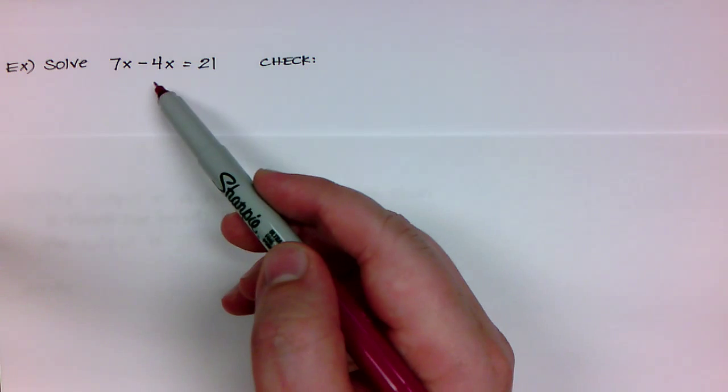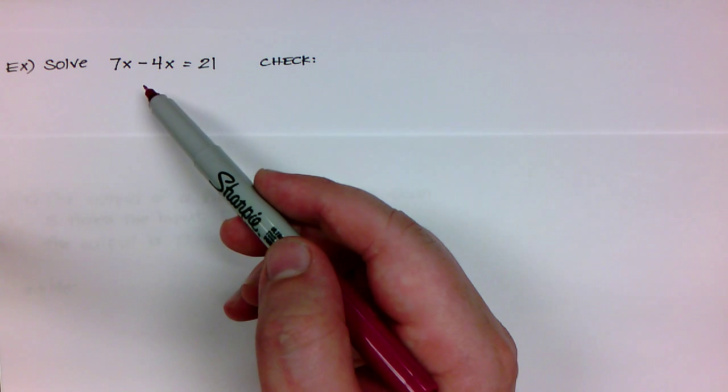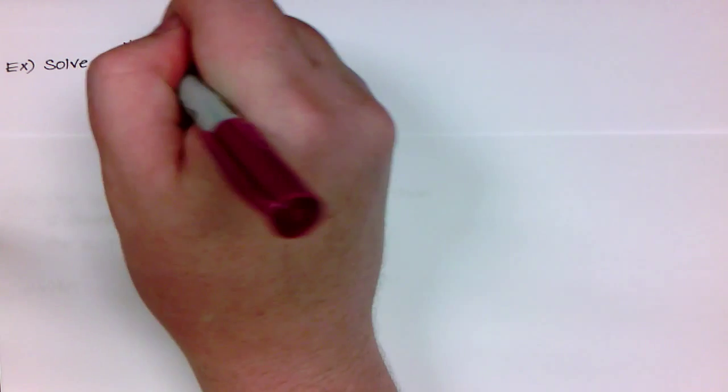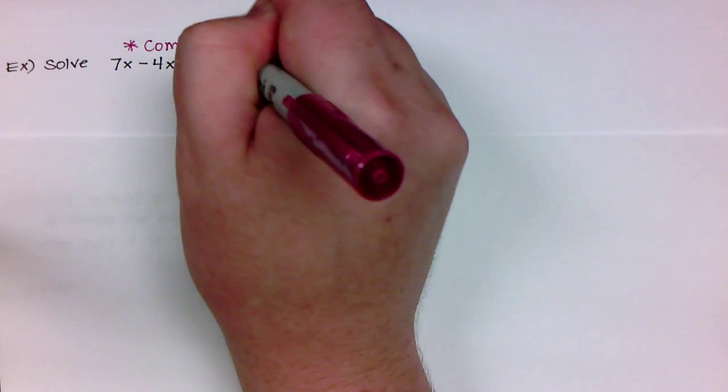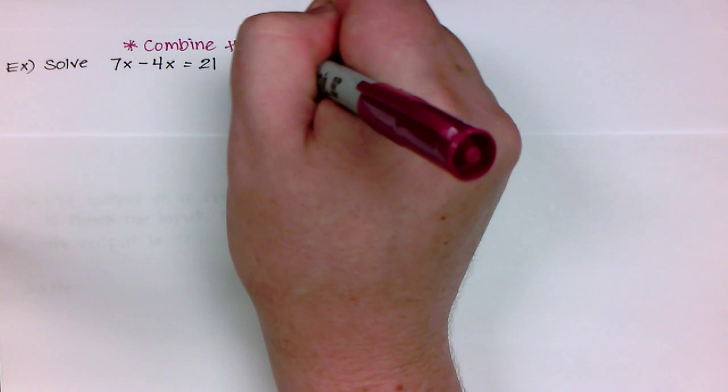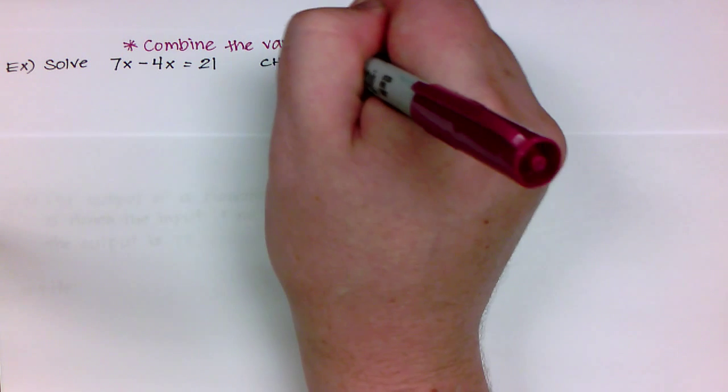This one says solve 7x minus 4x equal to 21. Now this time you're going to see that I have two variables on the same side. So in this case, what I want you to remember is to combine the variables.